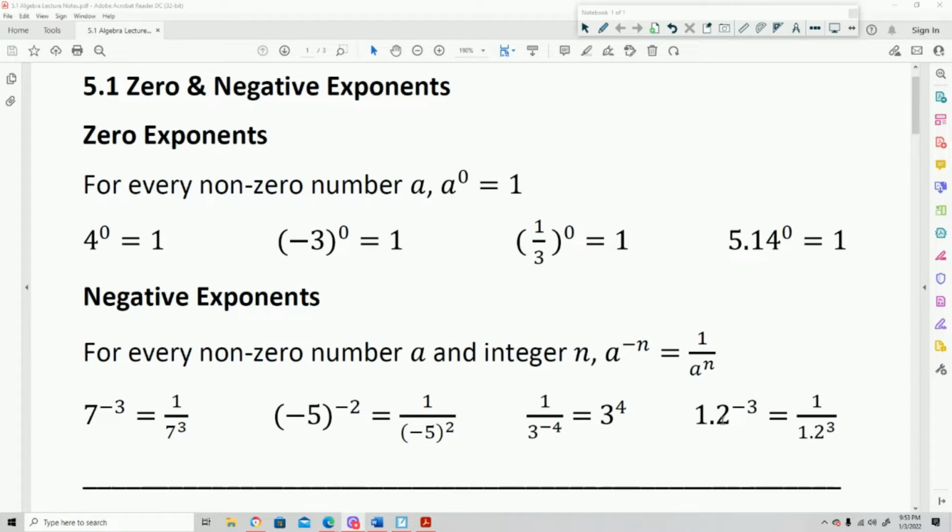And then 1.2 to the negative 3. Again, the negative simply means move it to the denominator, or flip it over if you want to think of it that way. A 1 on top, it's the reciprocal. It's the reciprocal of 1.2 to the third, so that equals 1 over 1.2 to the third power. Again, when you put it in the denominator, the negative comes off because it's been moved. And that is the explanation of zero and negative exponents.